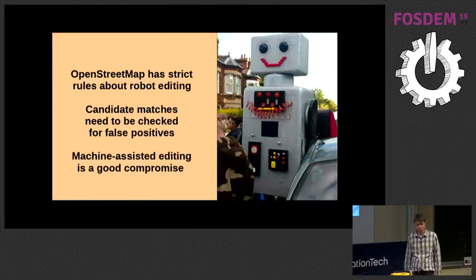My first attempt at this was a fully automated system where I was just uploading tags without checking them first, and that was against the rules. People were unimpressed. I had a role account doing that, which got blocked. So it's better to have a user interface where people can check things, and also local people can check things in their own area. It's not just me trying to do the whole world. So yeah, machine-assisted editing is good.